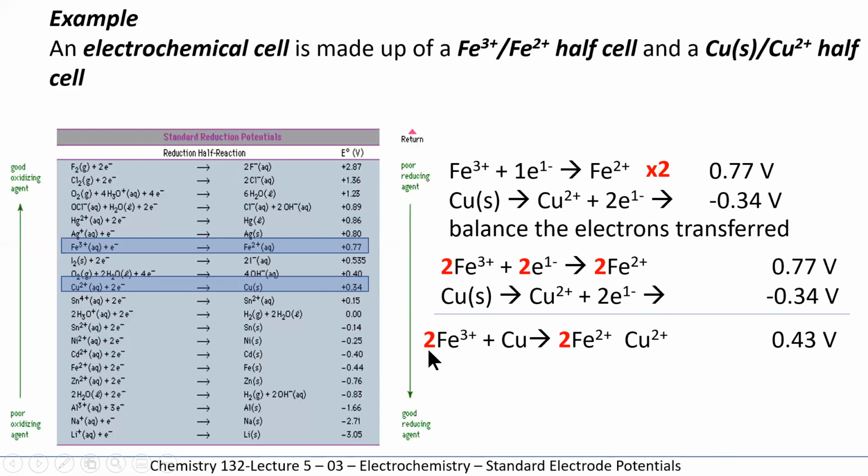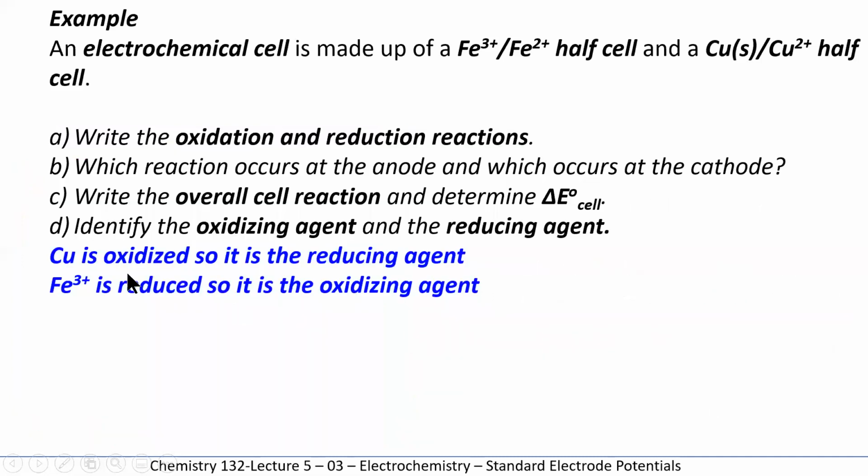So the overall equation is ferric ion being changed into ferrous ion. It's being reduced. And the copper metal is being oxidized into copper ions. And we can identify the oxidation and reduction. By convention, oxidation always happens at the anode in a galvanic cell, which is a spontaneous cell that produces electricity. And reduction always happens at the cathode. And we can also identify, since copper is oxidized, we call it the reducing agent. And since ferric ion is reduced, we can call it the oxidizing agent.